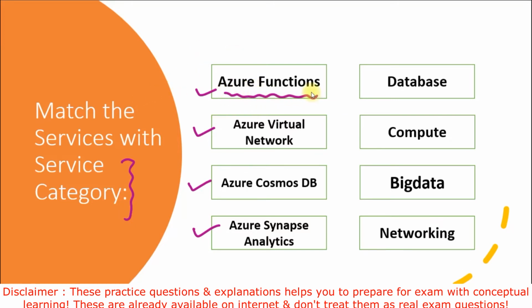First is Azure Function. As it is a serverless computing service, it belongs to compute. Next, we have Azure Virtual Network. This is for logically separating our infrastructure, so it belongs to networking. Cosmos DB, that is the Cosmos database, so it belongs to database services. And in the last, we have Azure Synapse Analytics.